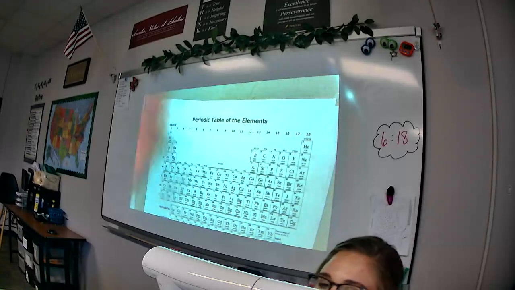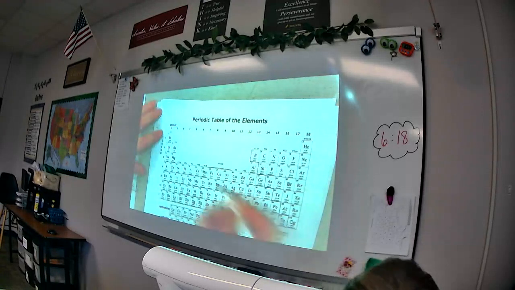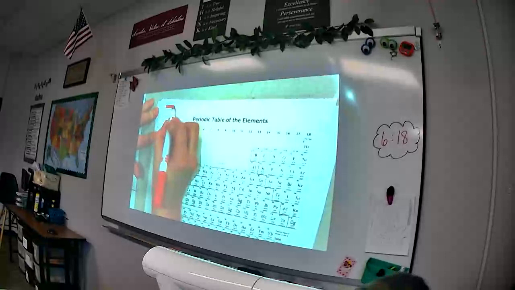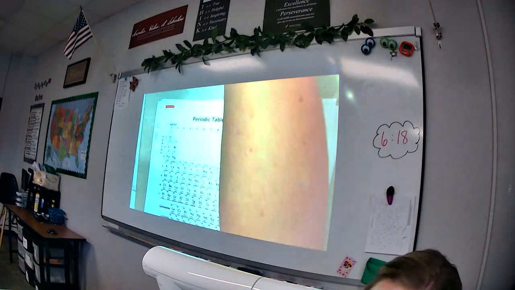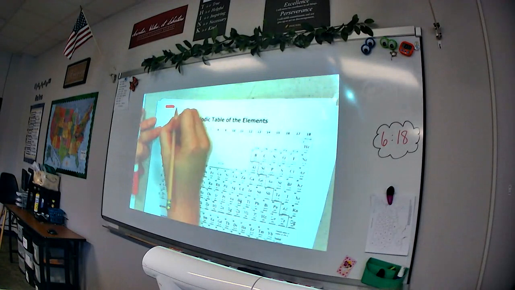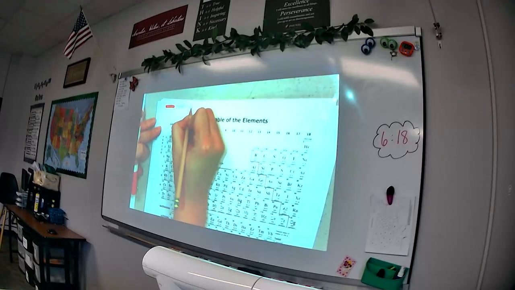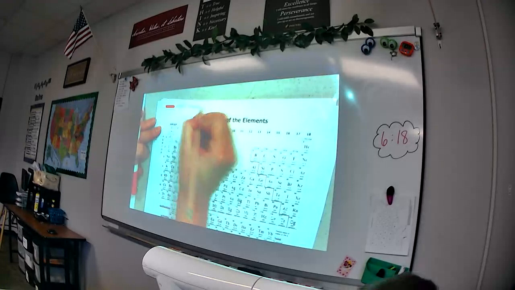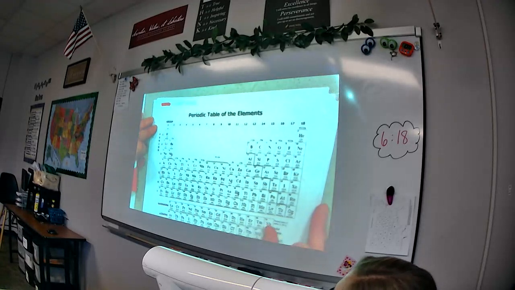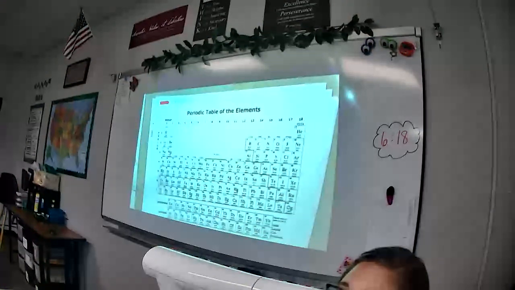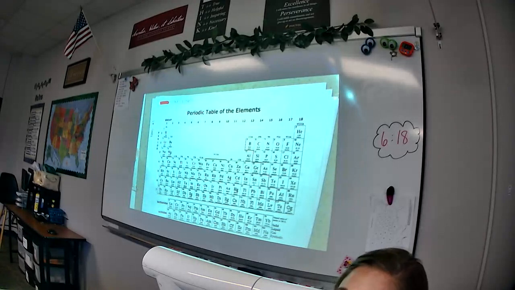So pick a color. Doesn't matter what color. It can be any color. But you do want to have your code at the top. Our first group is going to be the alkali metals. Doesn't matter what color. You can use any color. I'm going to use red, but you can use pink for all I care.